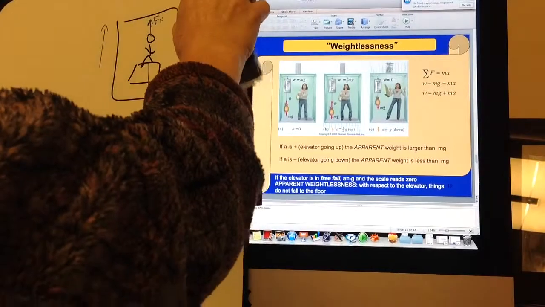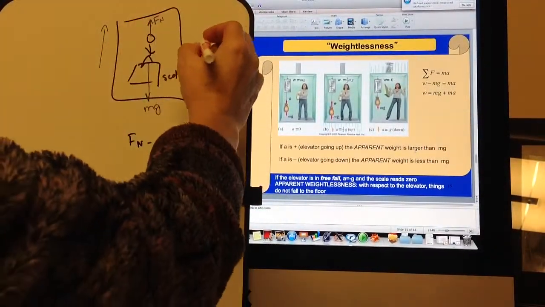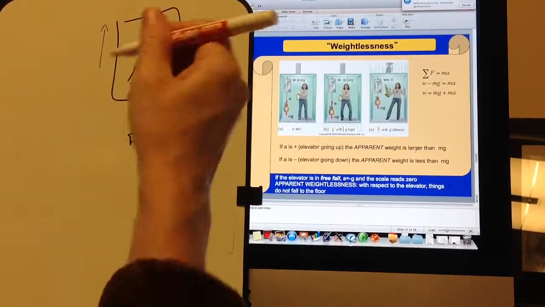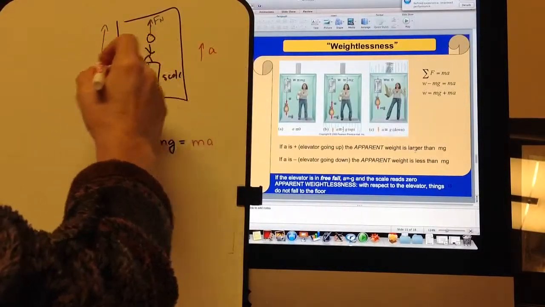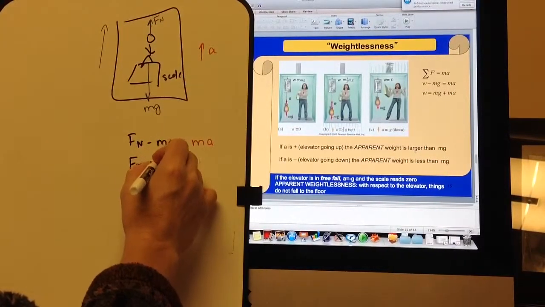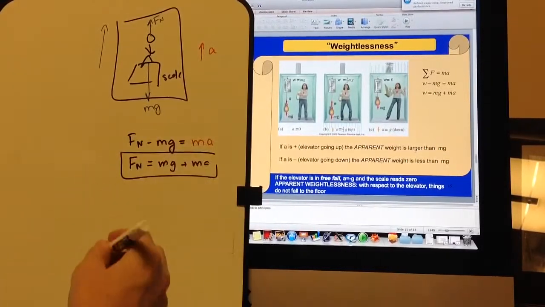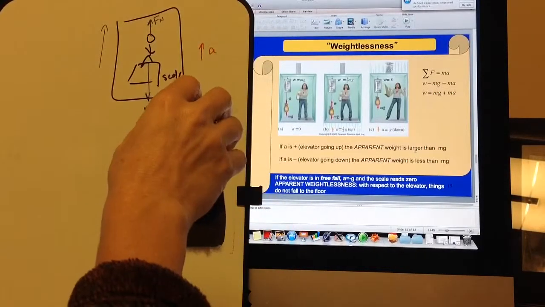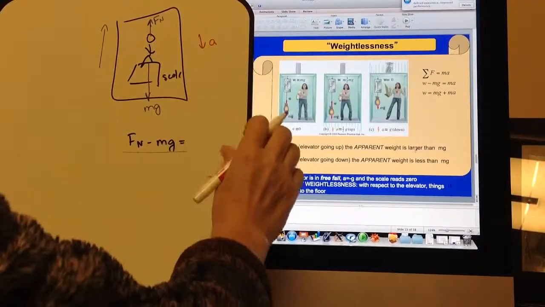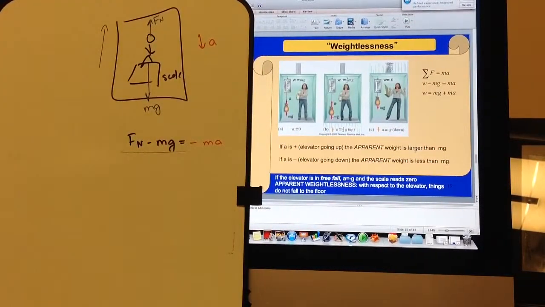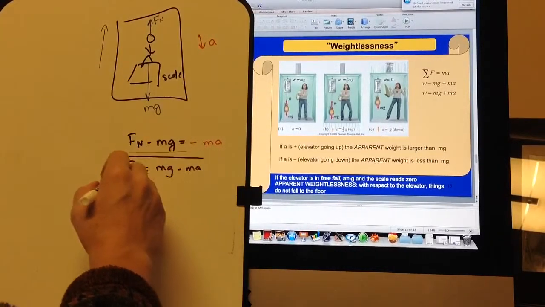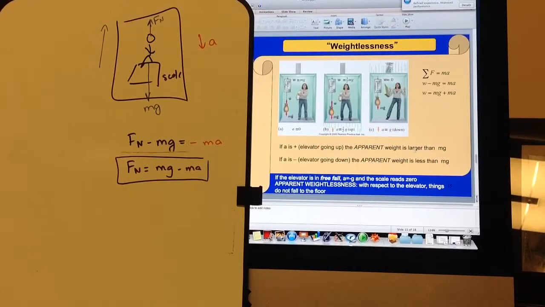But now, if instead of being at constant velocity or at rest, this elevator starts accelerating up, for example, then this is not going to be 0 anymore. We will have to include ma positive because of my choice of frame. So if we're accelerating up, Fn will be larger than mg. Finally, if we assume that this elevator is accelerating down, then we'll have to put minus ma, and the scale will give us Fn equals mg minus ma. So this person will look lighter. The scale will give her not her real weight, something a little less.